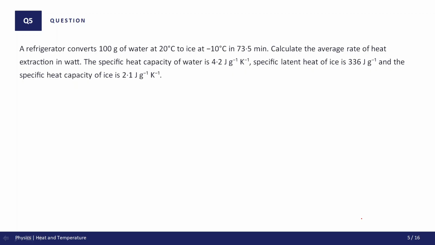A refrigerator converts 100 gram of water at 20 degrees Celsius to ice at minus 10 degrees Celsius in 73.5 minutes. Calculate the average rate of heat extract in watt. The specific heat capacity of water is 4.2 joule by gram Kelvin. The specific latent heat of ice is 336 joule by gram, and the specific heat capacity of ice is 2.1 joule by gram Kelvin.